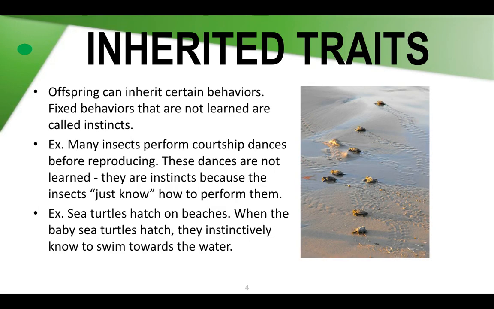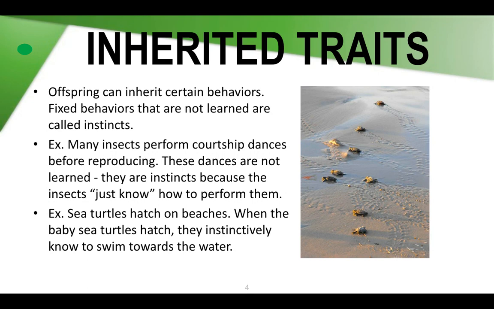Offspring can inherit certain behaviors as well, right? These are fixed behaviors that are not learned. There's going to be instincts, right? If you think of instincts, now a lot of people don't think of instincts for humans. You might think of instincts for animals, right? Like maybe dogs have instincts, right? Wolves have instincts to hunt in packs, right? Take care of each other. But we do have instincts as well, right? A human instinct is to mother your young, to take care of your children, all right?